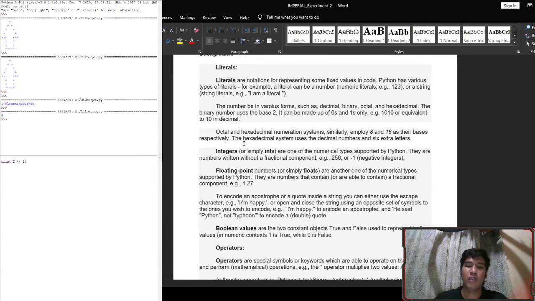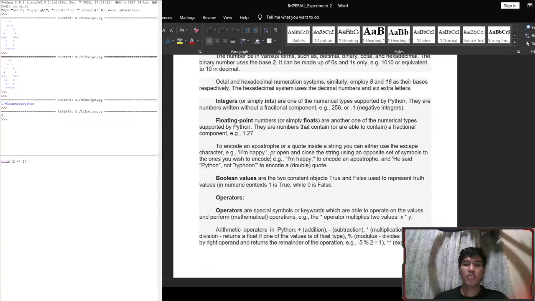Okay? And let's talk about integers. Integers are one of the numerical types supported by Python. Floating point numbers are another one of the numerical types supported by Python.